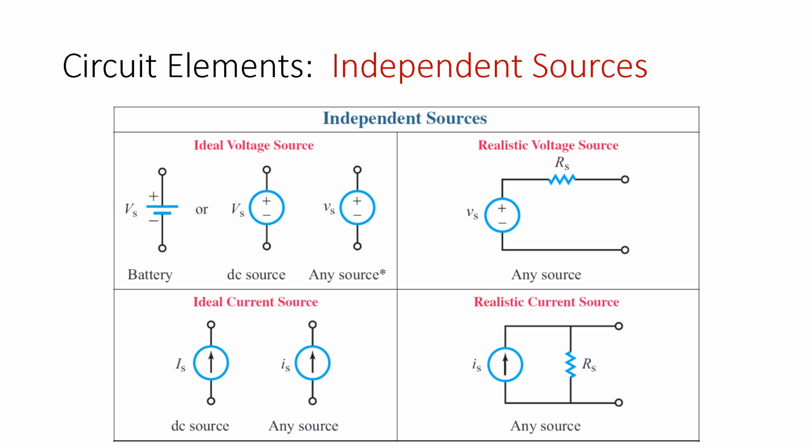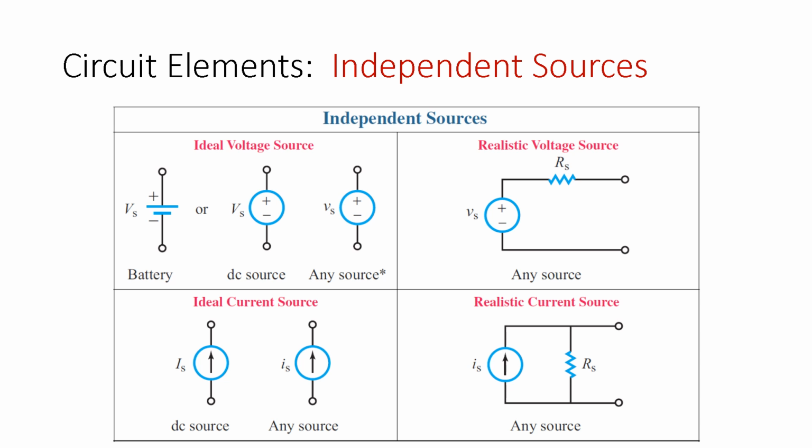Underneath this we have the ideal current source. For any DC current source, we're going to have the circle with an arrow going in the direction of the current, and the capital IS to write out that this is a DC current source. Any other kind of current source that we're going to use is the lowercase is, with the same symbol though.